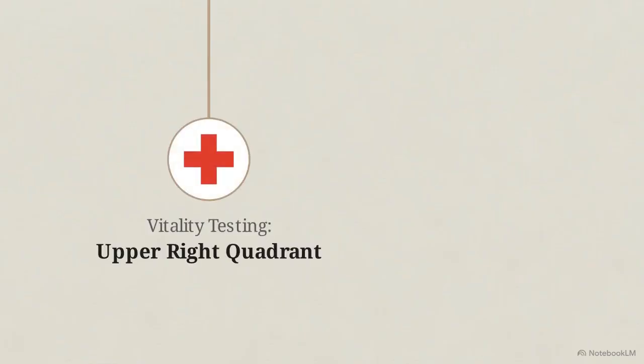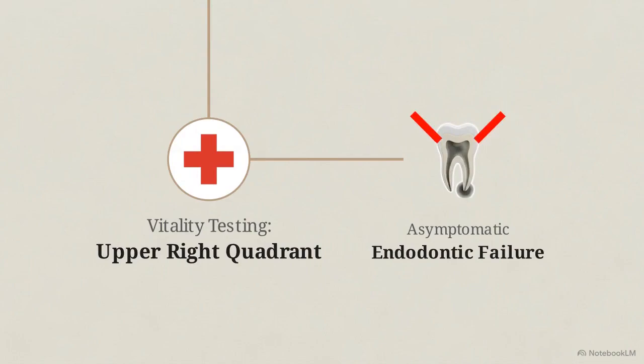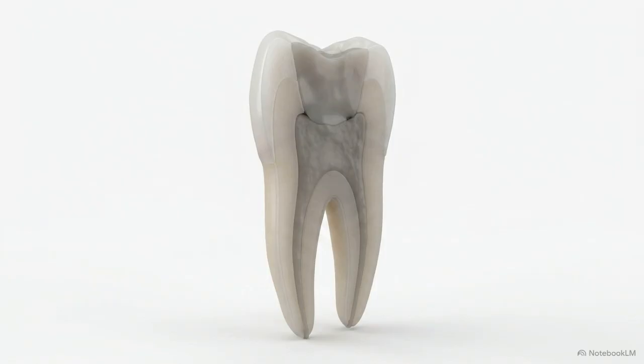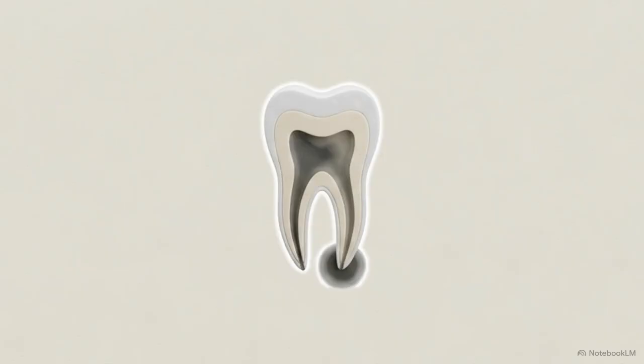The protocol begins with vitality testing of all teeth in the upper right quadrant. We perform these tests to exclude asymptomatic endodontic failure in the crowned teeth. Deep operative work from 6 years ago increases the risk of a silent loss of pulp vitality. An undetected necrotic pulp could cause a periapical lesion, which would contribute to localized bone destruction and tooth movement.